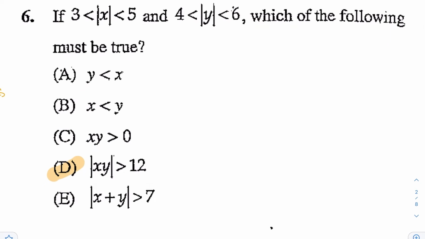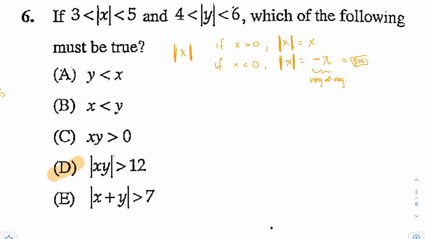Next, for number 6, if 3 is less than the absolute value of x is less than 5, and 4 is less than the absolute value of y is less than 6, which of the following must be true? All right, so here for the absolute value, remember the absolute value could be positive or negative. So if x is positive, then the absolute value of x is just equal to x. But if x is negative, then the absolute value of this negative number will be the negative of that negative number. And of course, the negative of a negative is going to be positive.